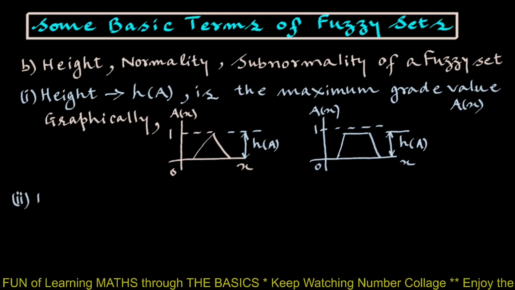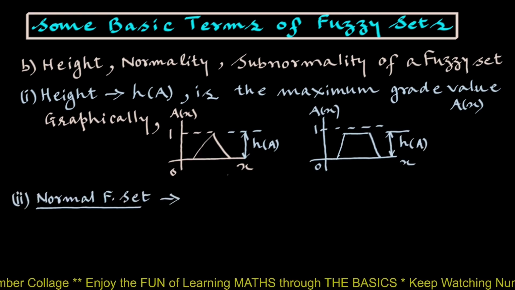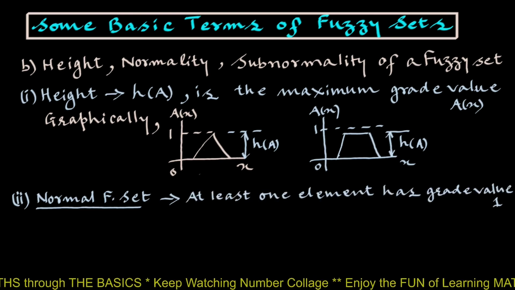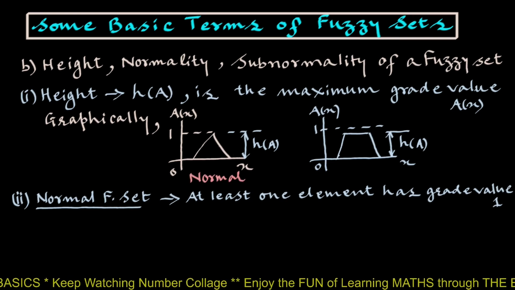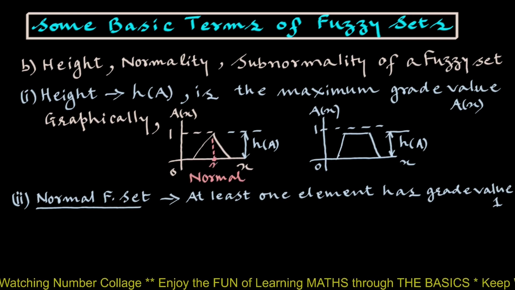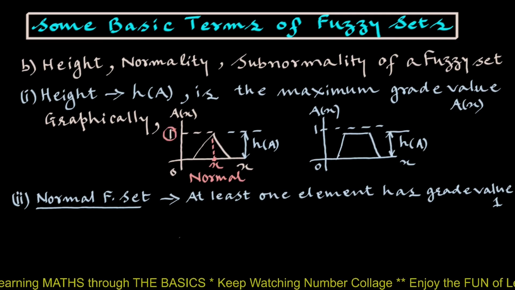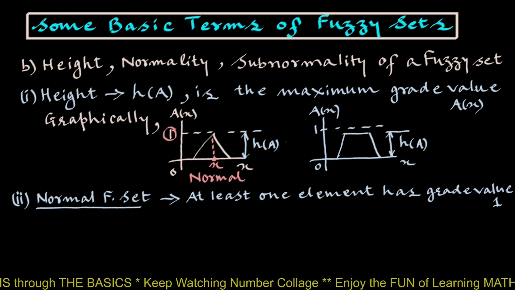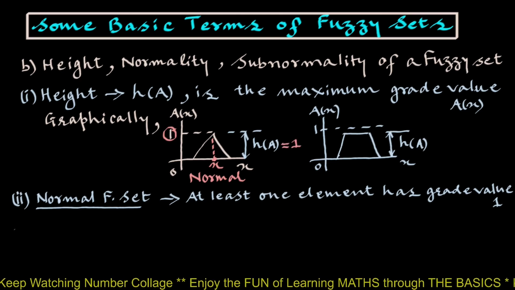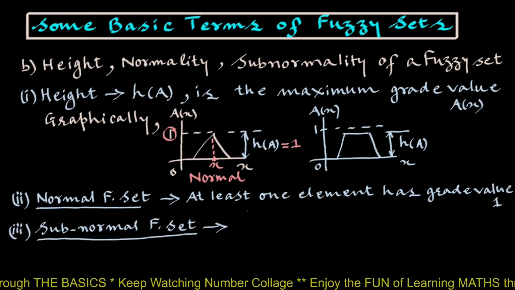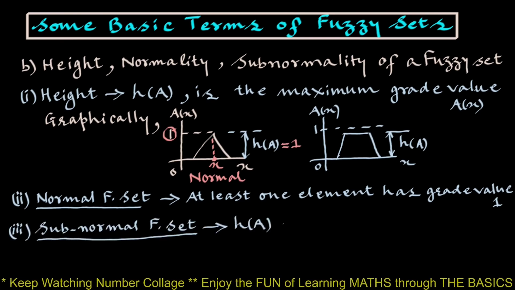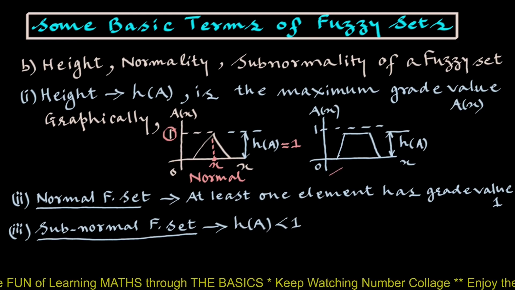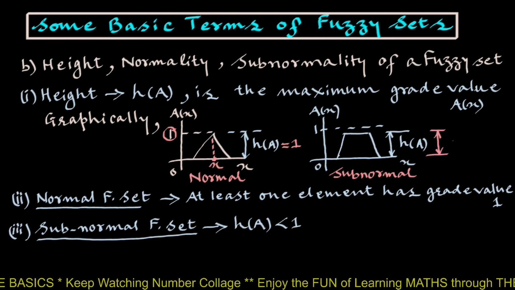Next, normal fuzzy set. Normal fuzzy set is one whose at least one element has grade value 1. This triangular fuzzy set is normal because this element x has grade value 1. Or in other words, we can say that normal fuzzy set is one whose height h of A is 1. Third is subnormal fuzzy set. This would be one whose height is smaller than 1. Here this trapezoidal fuzzy set is subnormal because its height is less than 1.